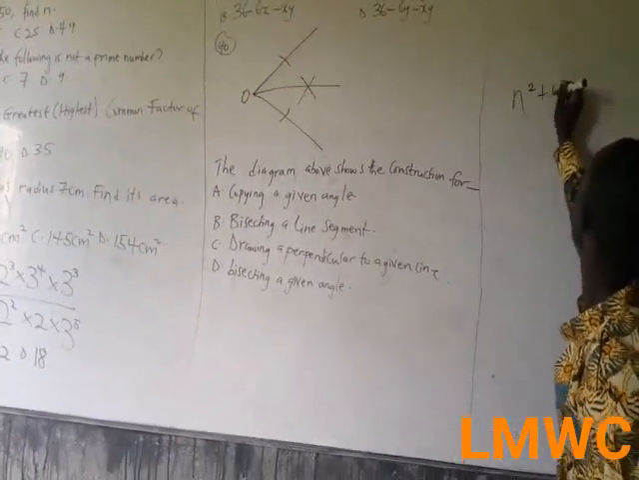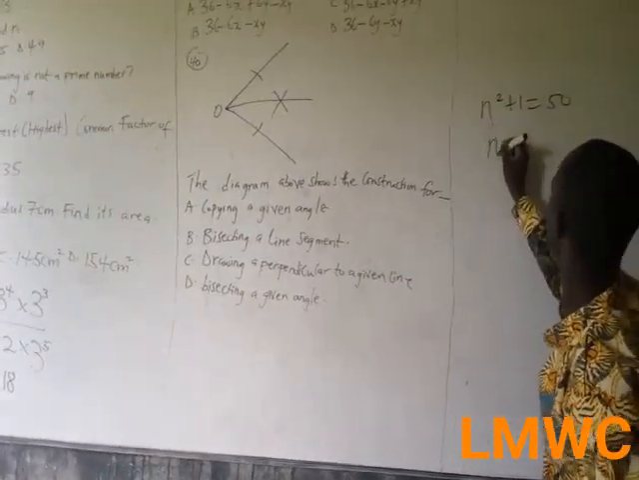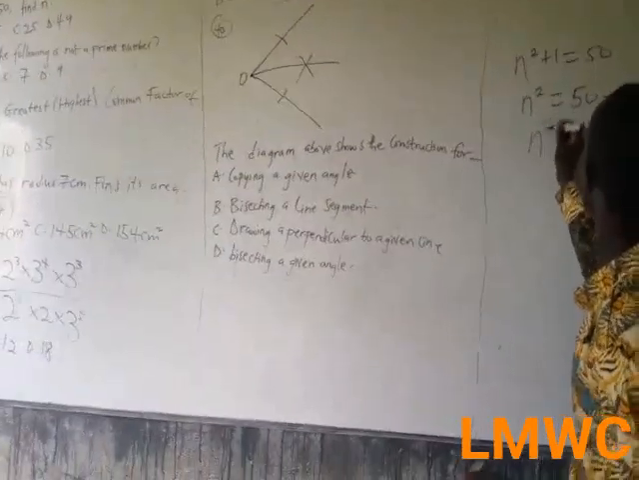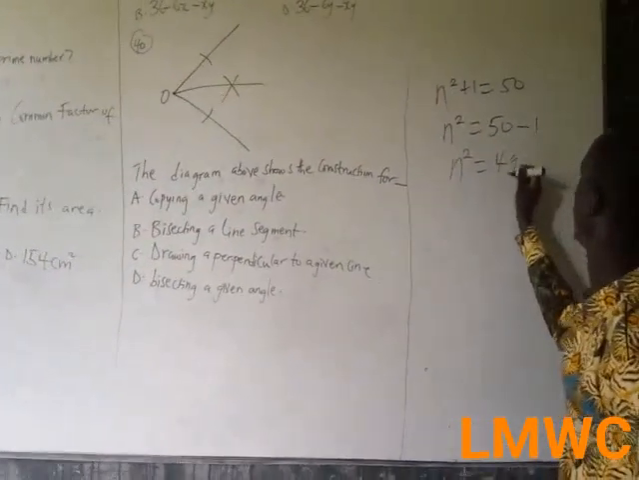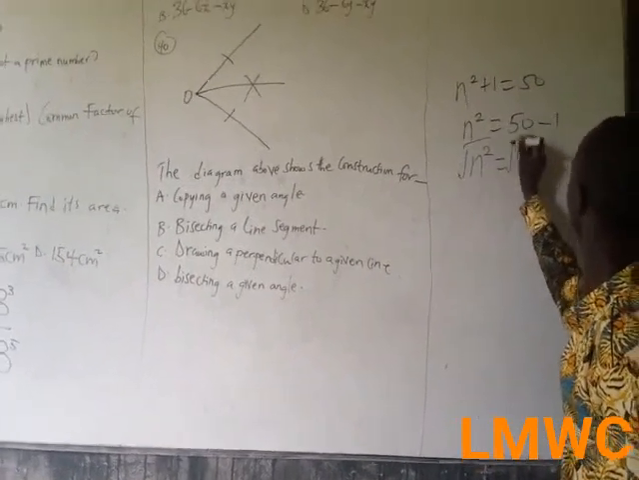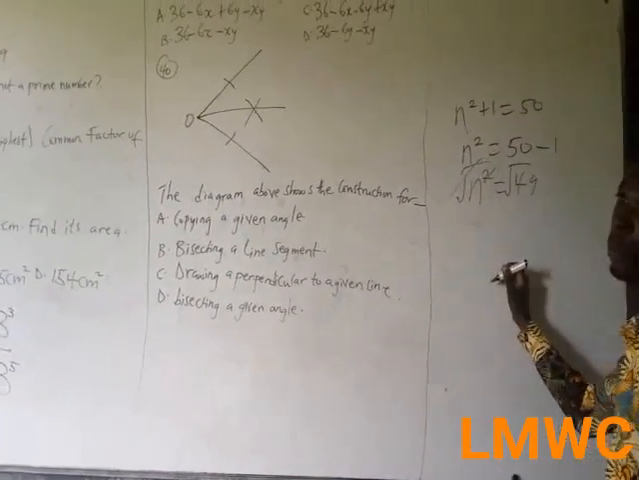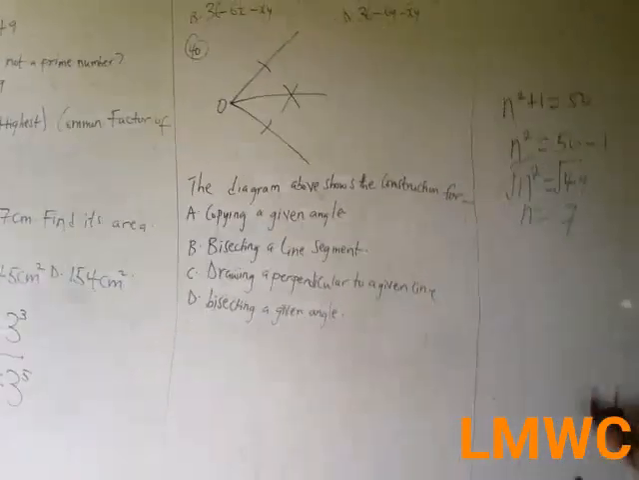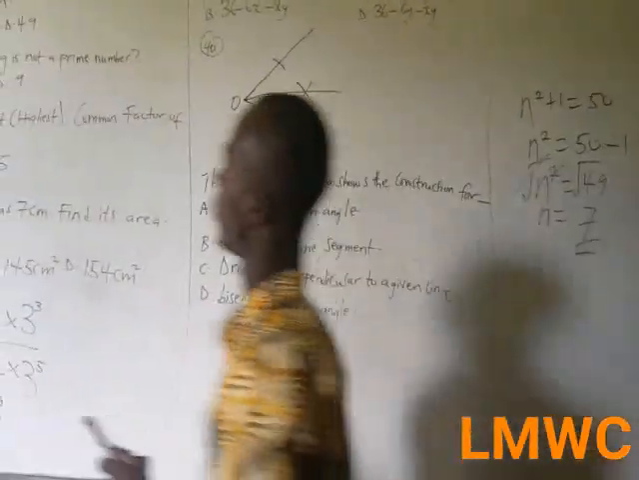n squared plus 1 equal to 50. So it becomes n squared is equal to 50 minus 1. n squared is equal to 49. So you square root both sides, so that this will cancel this one, because we are after n. So n is equal to 7. So our answer is 7.